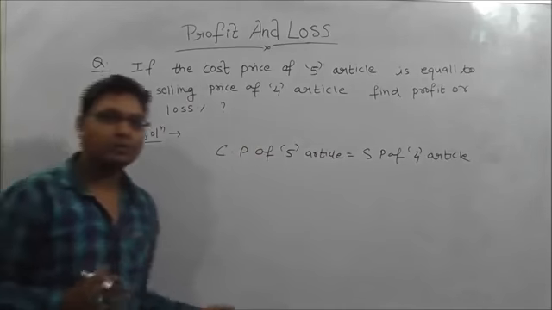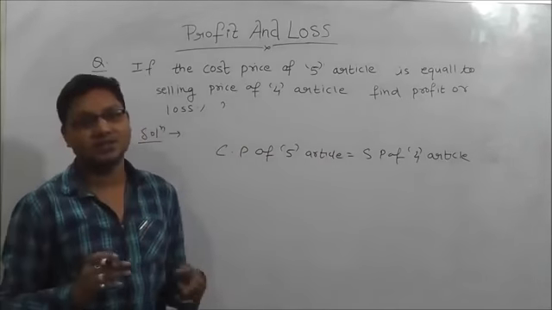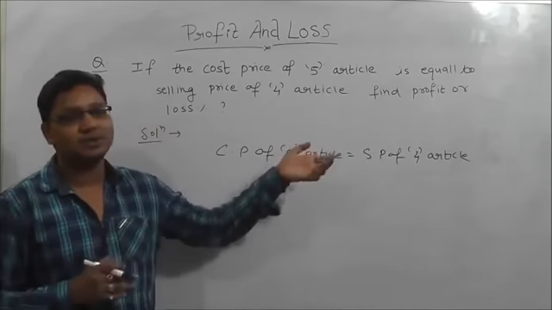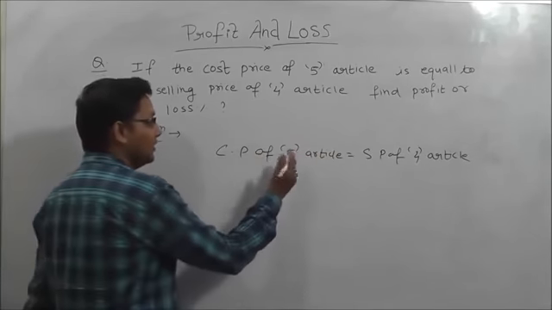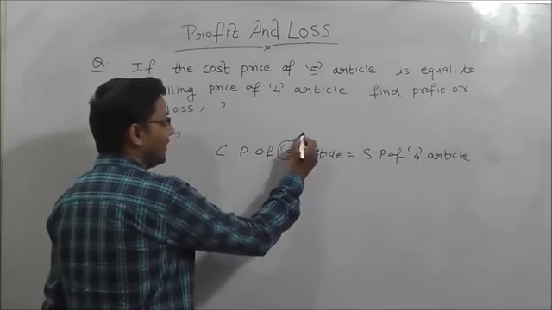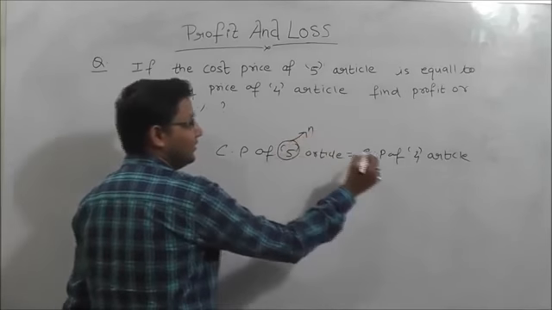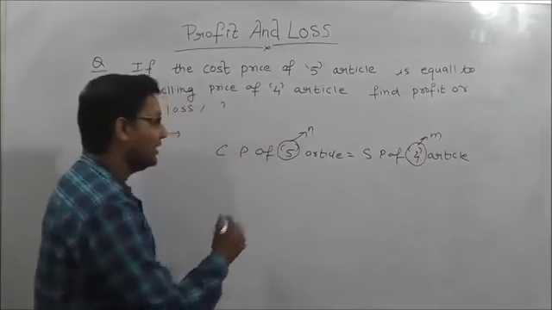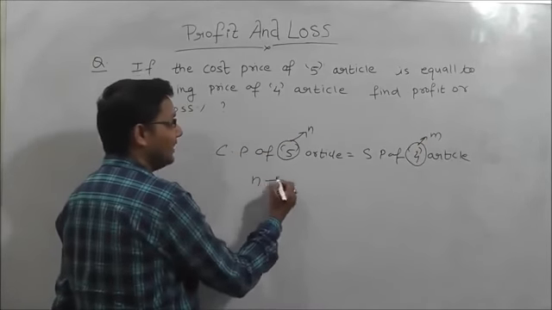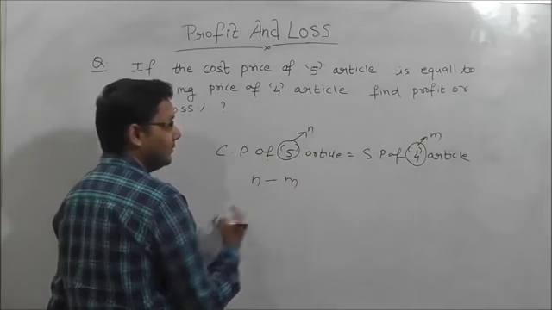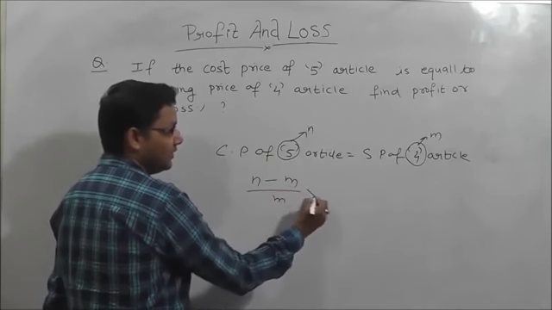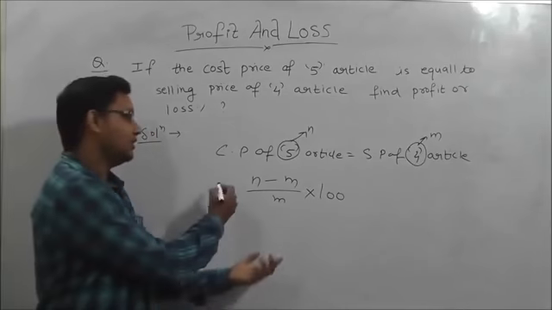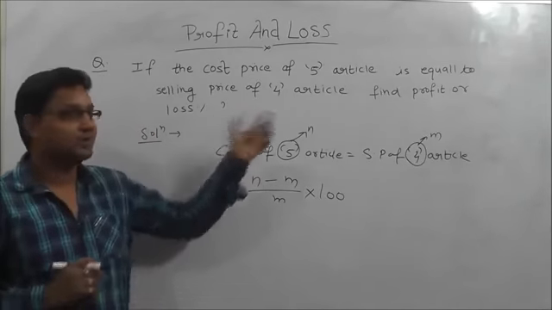So in this type of question, there is one simple concept. By using that formula, you can solve any question based on this type. See, what is the formula? This value you take as n. This value you take as m. So the formula is (n minus m) upon m into 100. By using this formula, you can solve all the questions of this type.